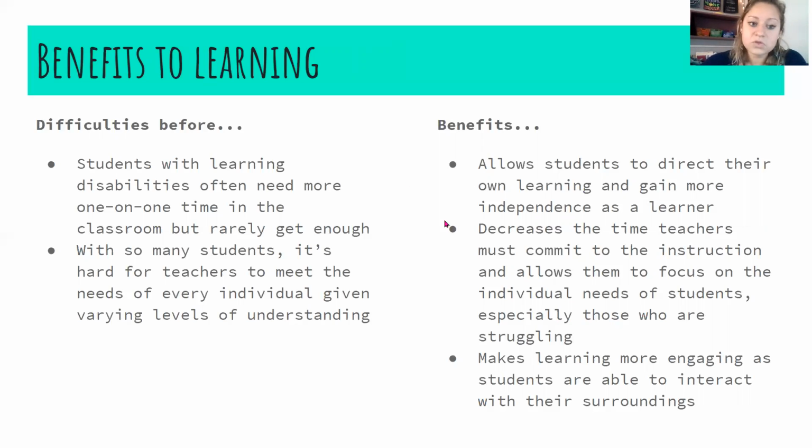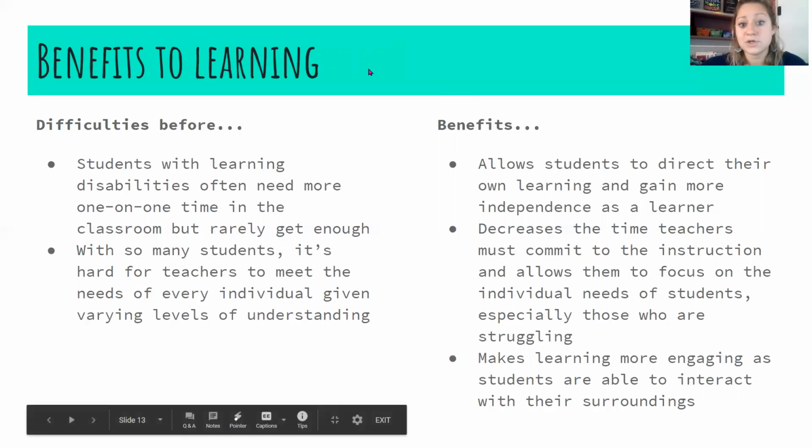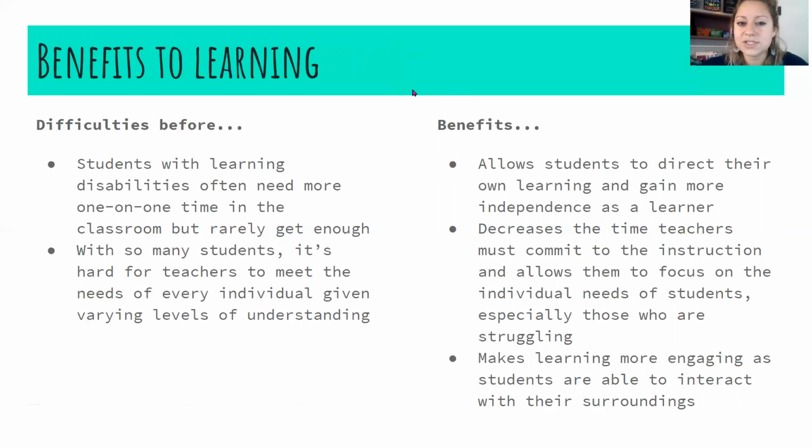So the benefits of the augmented reality would be it allows students to direct their own learning and become more independent learners. They can take control of their own learning and they don't necessarily have to wait for the teacher. And it decreases the time that teachers commit to instruction throughout class. You can think of it like a flipped classroom type of setting, whereas instead of instructing for a whole class period, you instruct once and then let the kids take control from there. And it makes learning more engaging, especially like this teacher did, since Pokemon Go was a huge thing at the time. It's getting the kids more engaged in what they're doing and being able to interact.